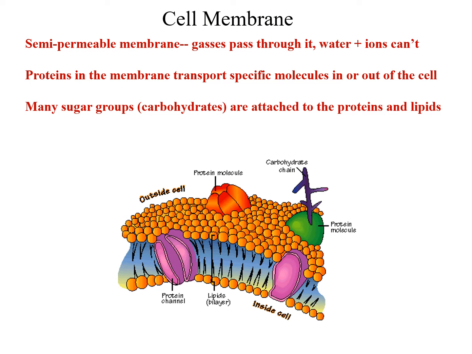And see, this is the structure of how the plasma membrane is attached to protein channels, called channel protein or transport protein, as you can say. Many sugar groups like carbohydrates are attached to the proteins and lipids. So these are your protein molecules, and these are the lipid layers. Like that, all the proteins are attached to the plasma membrane itself.